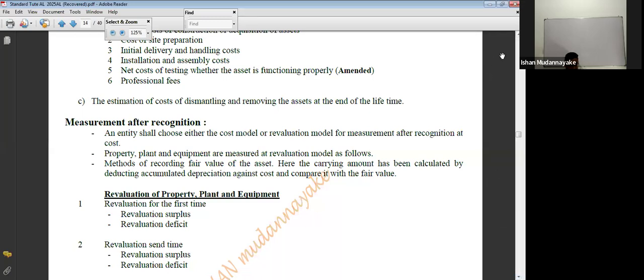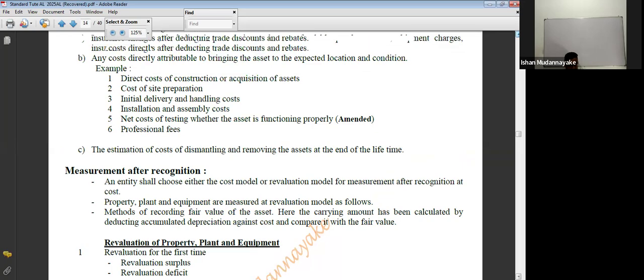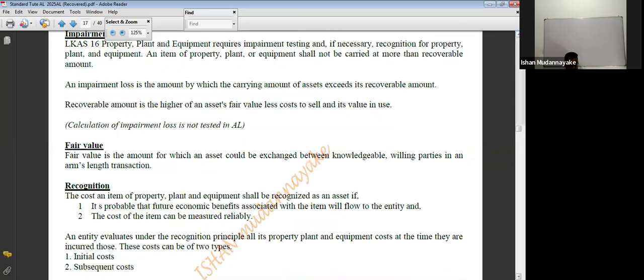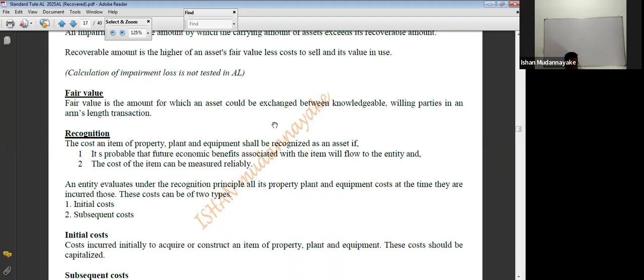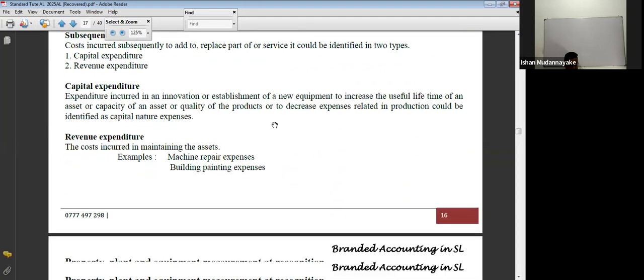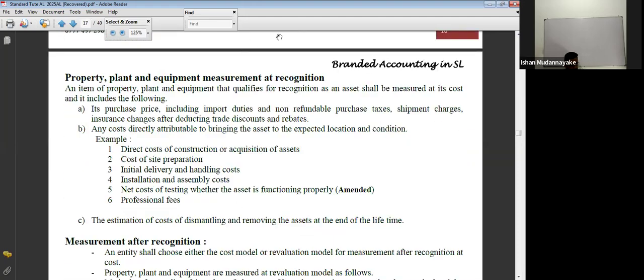Clear the amount. Okay, right. Testing costs amended.